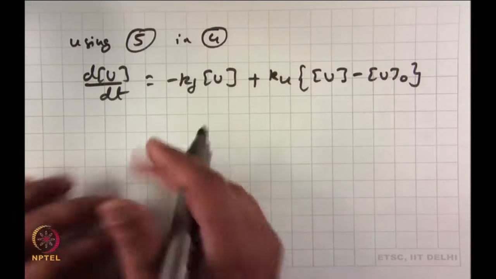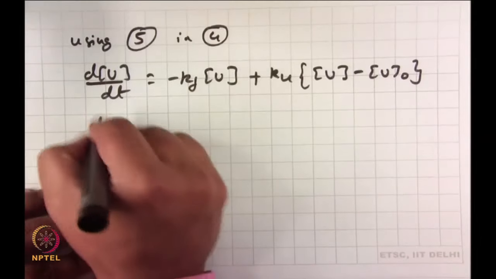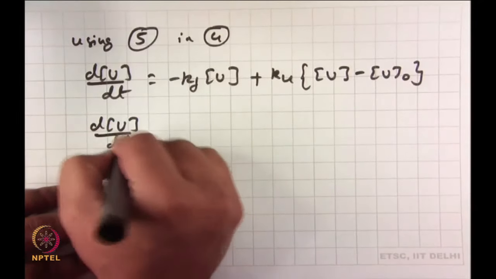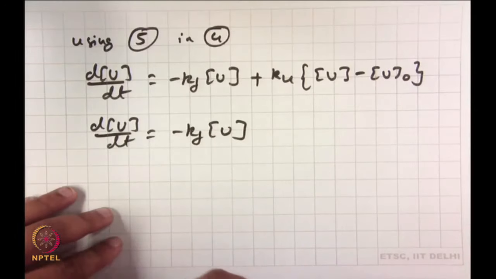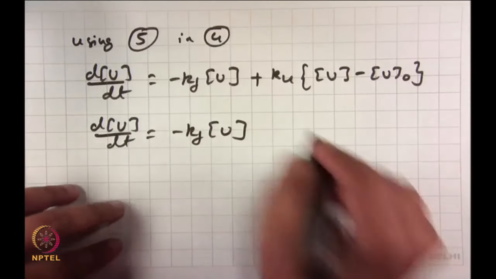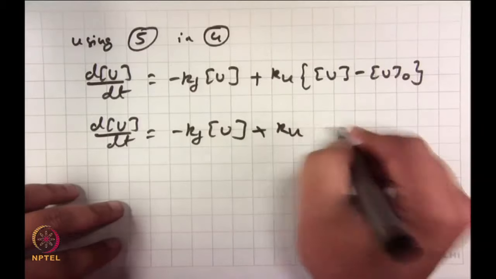Now, I split it out. So, what I have is d of u over d of t is equal to minus kf times concentration of u, then plus ku.